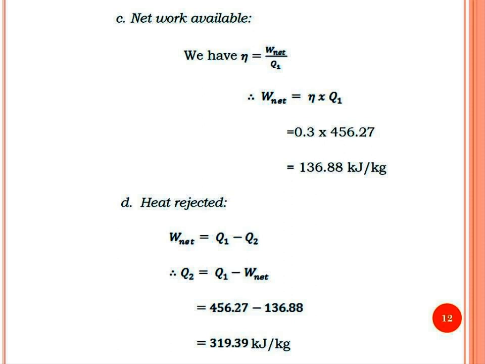So the net work available is heat supplied minus heat rejected. So heat rejected equals Q1 minus net work available, that is 456.27 minus 136.88, that is net heat rejected per kg of air, that is equal to 319.39 kilojoule per kilogram.